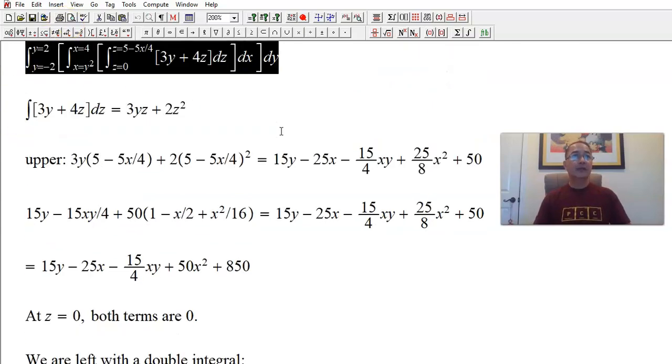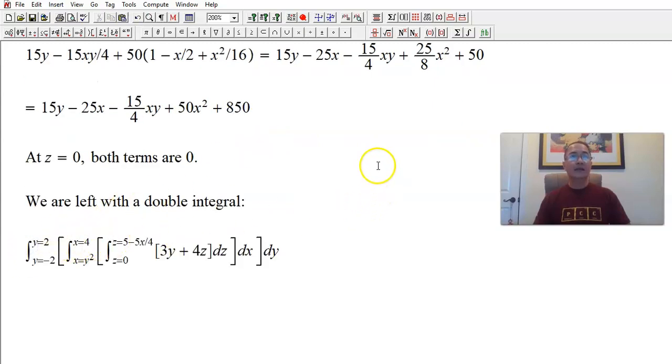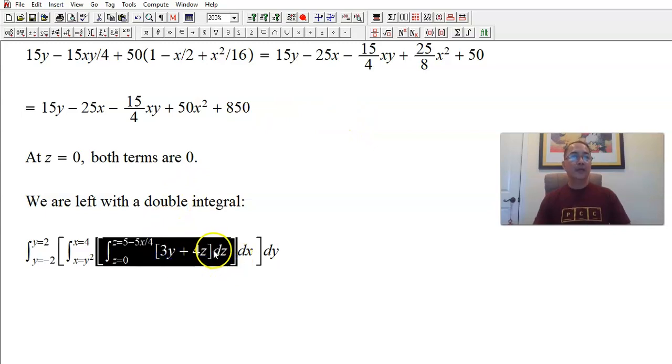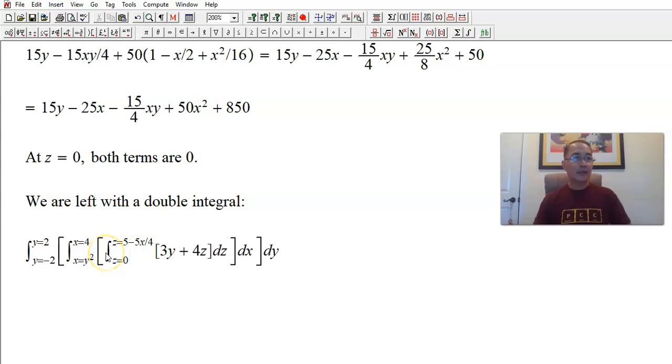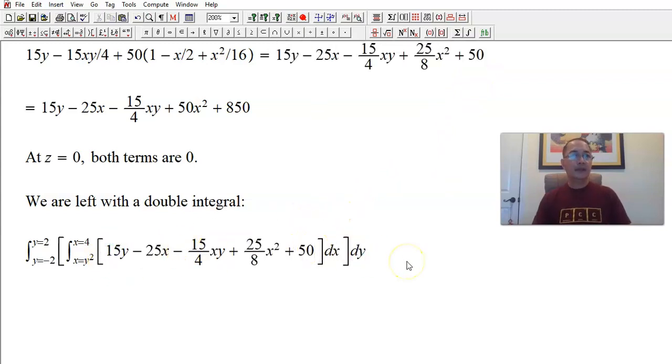So there's our triple. We have done the inner integral, which is over here. So I should remove this part, and we will put in this. So there it is. And you kind of know what to do from here, because that's now just a double integral.